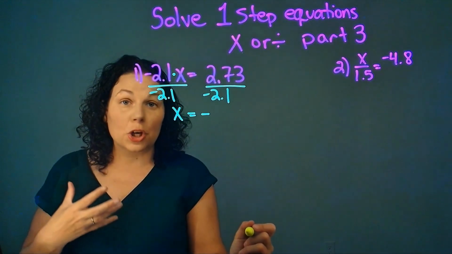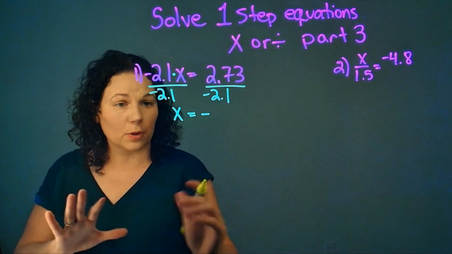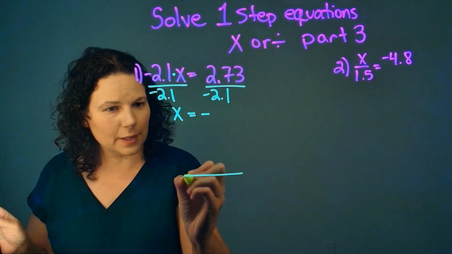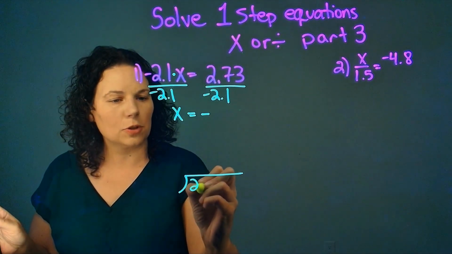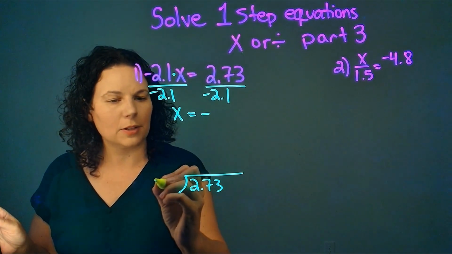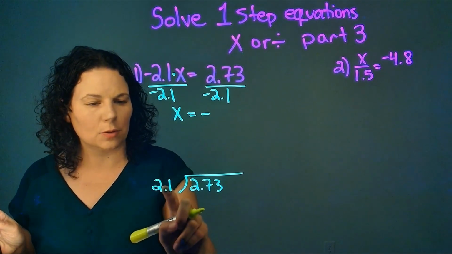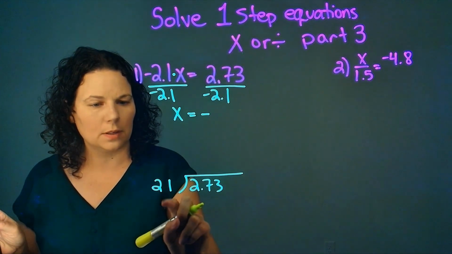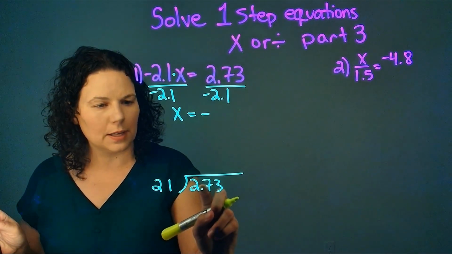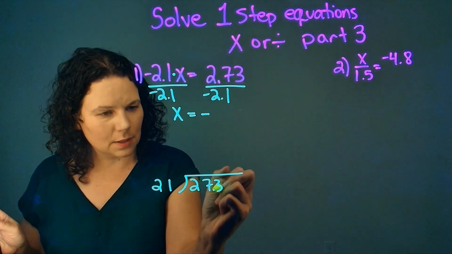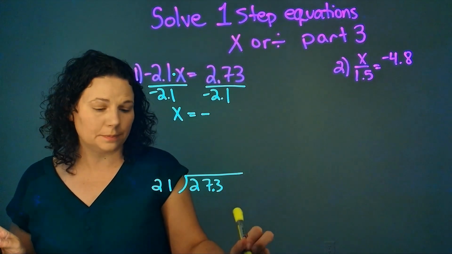Here's where you're going to want to show your work on some scrap paper or wherever you've got some room. So I'm going to do it right here. I'm going to do 2.73, and I'm going to divide it by 2.1. I cannot have a decimal on the outside, so I'm going to move that to the right one place. That's going to give me 21. If I move it one place on the outside, I've got to do the same thing on the inside. So that's going to give me 27.